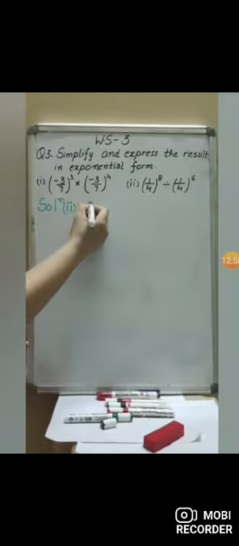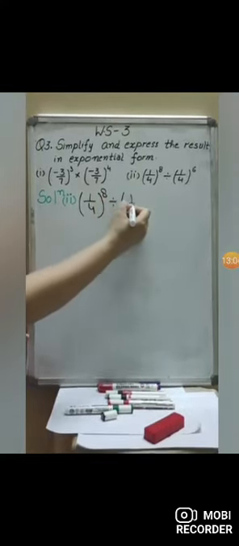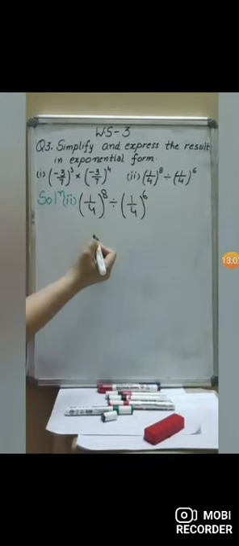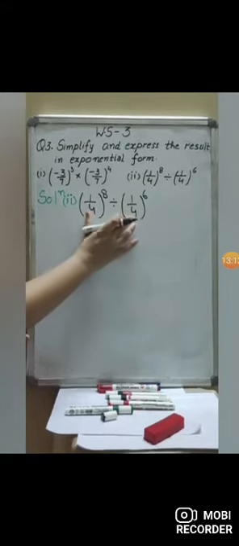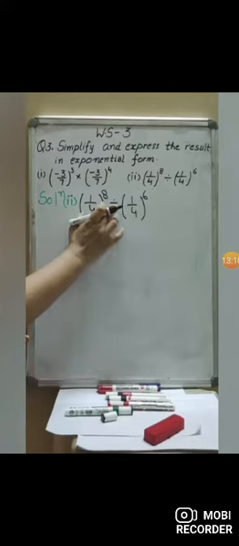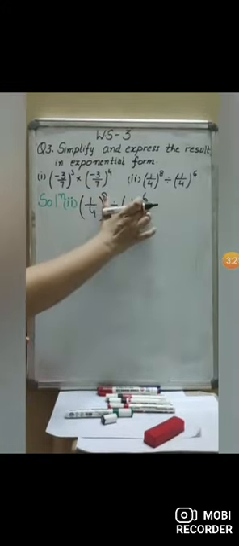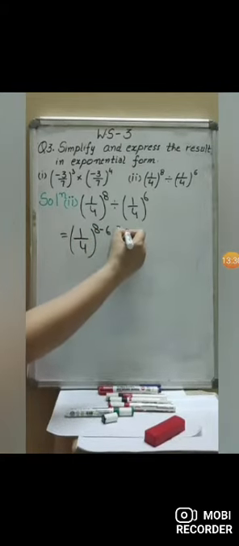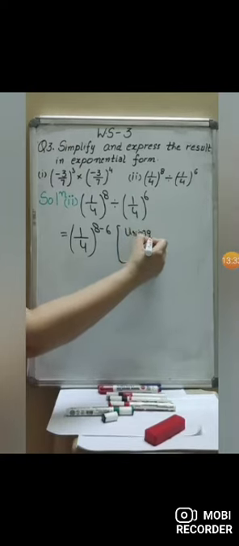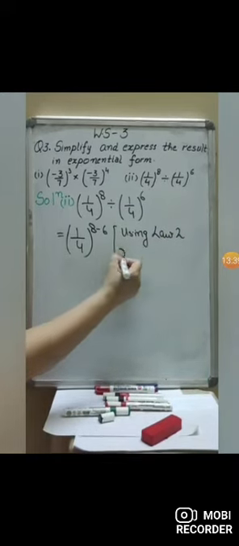Now second part, 1/4 whole raised to power 8 divided by 1/4 whole raised to power 6. Now you can see again bases are same, but in case of division. So if bases are same in case of division, then powers will subtract. It will become 1/4 raised to power 8 minus 6. Using which law? Yes, using law 2.